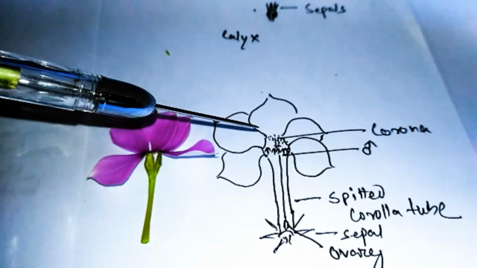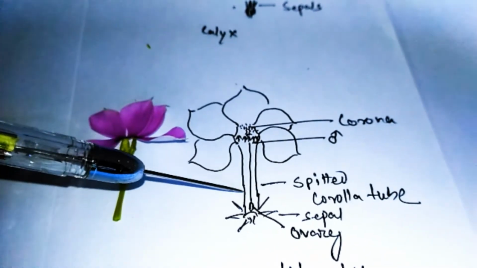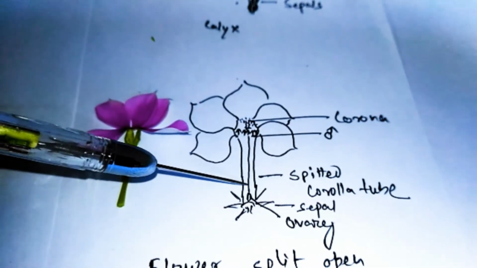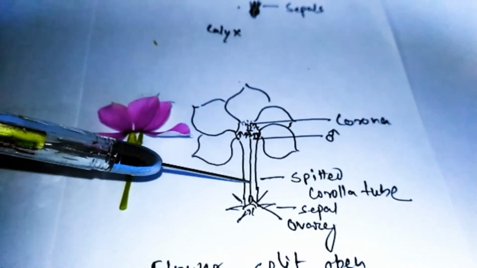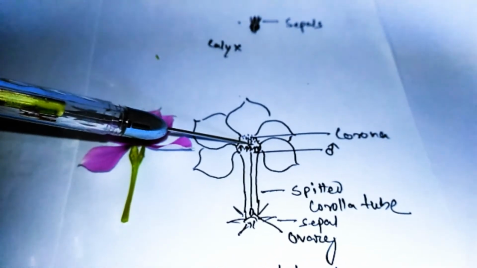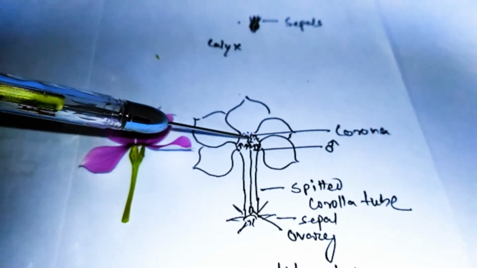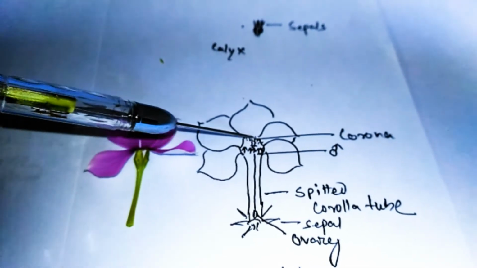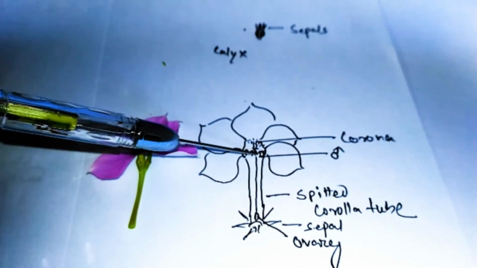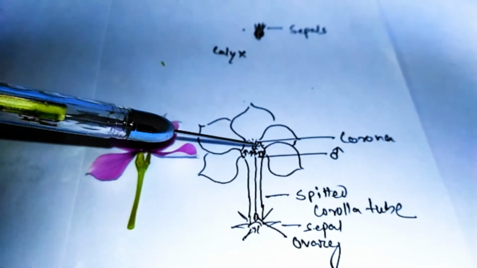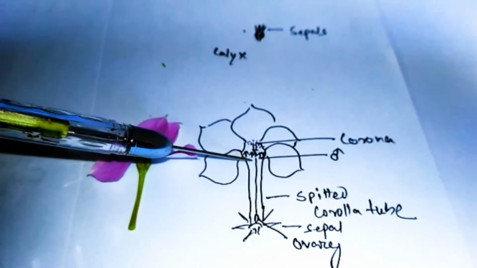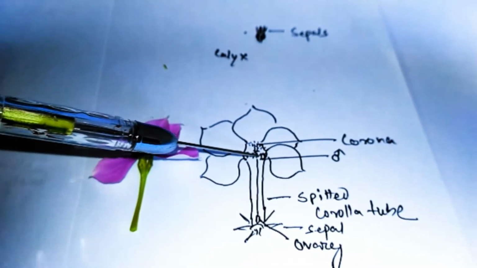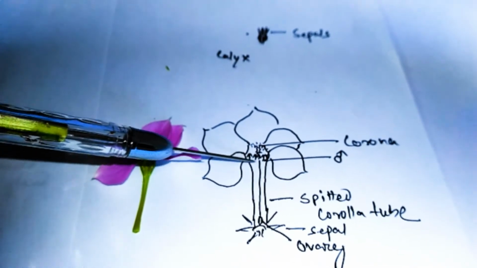Here, diagrammatically, I am showing the structure. This is the split corolla tube. This one is the female structure. Ovary, style, and here it is stigma. And where the stigma is present, at that site, hair-like corona are present. And below the corona, 5 stamens are observed. Since the stamens are attached to the corolla tube or petal, we may say that the stamens are epipetalous, or the androecium is epipetalous.